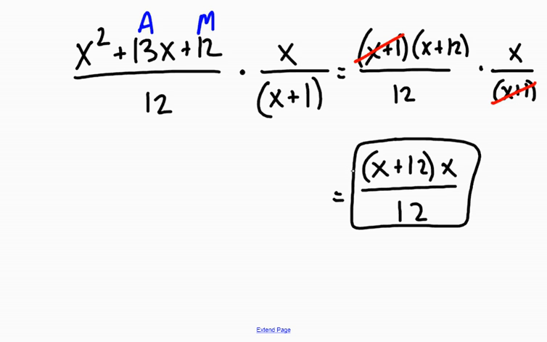If you wanted to, you could put this x out front. It doesn't matter. The commutative property of multiplication says you could multiply in any order. 2 times 3 is the same as 3 times 2, so it would work out.